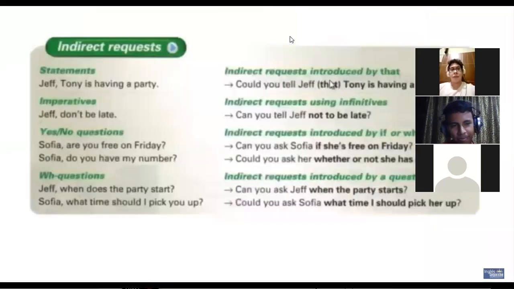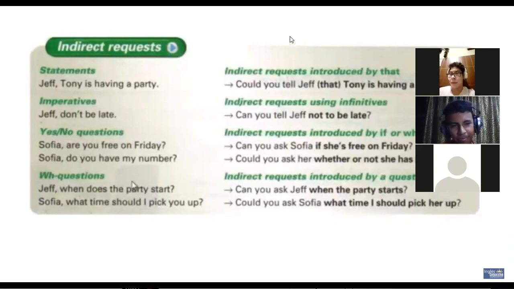So let me present some structure. If you see the chart on the screen, we can see how this structure changes depending on the type of sentence. So if we have statements, imperatives, yes and no questions, and WH questions, those will be different whenever we change them to indirect request. Now I'll be discussing this individually, and then we're going to try to make sense of all of them together.